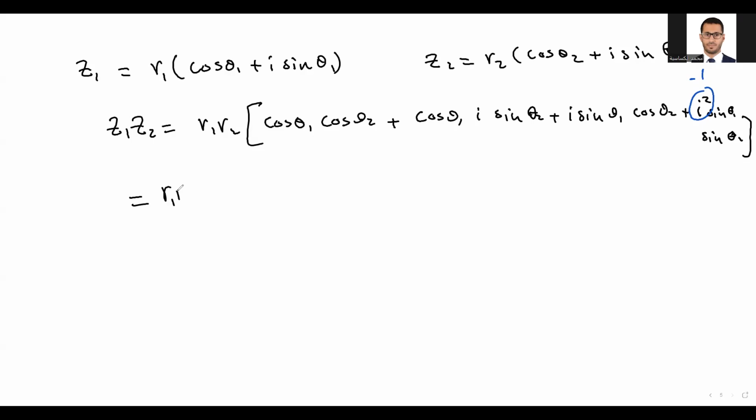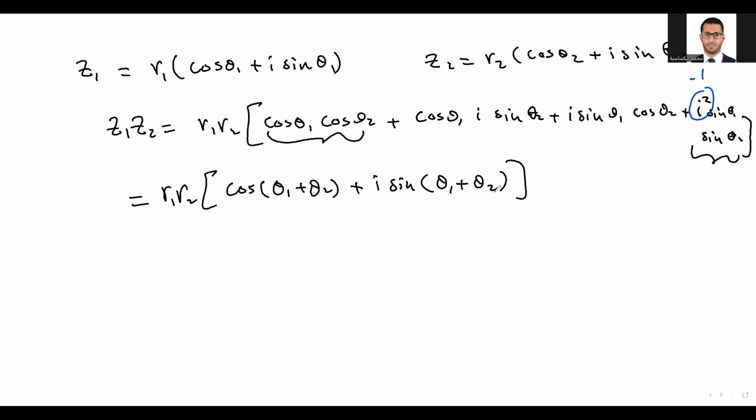So we have the real part and the imaginary part: cosine cosine, minus sine sine, and it is very clear that this is the cosine of the sum of angles, theta 1 plus theta 2. Plus i times sine cosine plus cosine sine, which is the sine function of the sum of angles, sine of theta 1 plus theta 2. This is a very beautiful result.